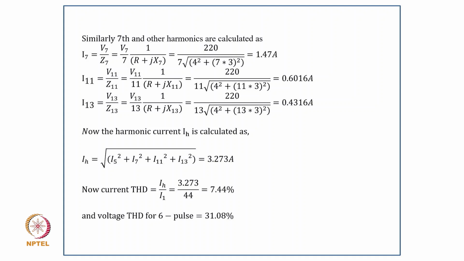Now the harmonic current is calculated: IH equal to root of I5 square plus I7 square plus I11 square plus I13 square, equal to 3.273 ampere. Now the current THD is IH upon I1, that is 3.27 upon 44, that is 7.44 percent, and the voltage THD for this 6 pulse is 31%.